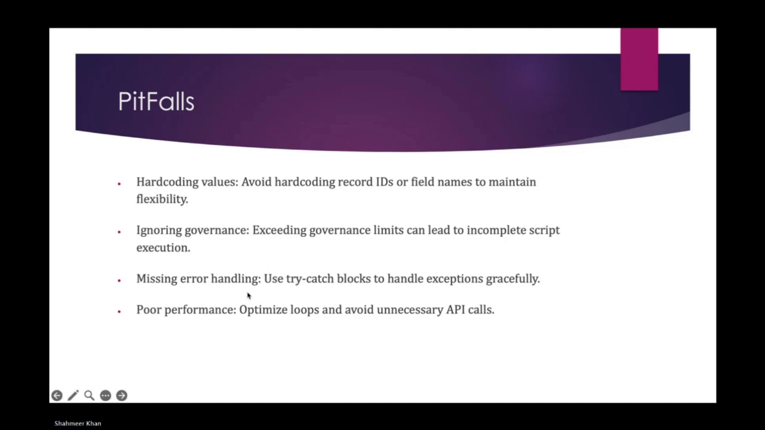Now, while working with multiple APIs, avoid unnecessary calls and optimize loops. Since we're working with a very short record here, but in practical implementations, we'll be working with thousands of sublist fields and everything. While running our record, we need to make sure to optimize the loops so that the governance isn't compromised.